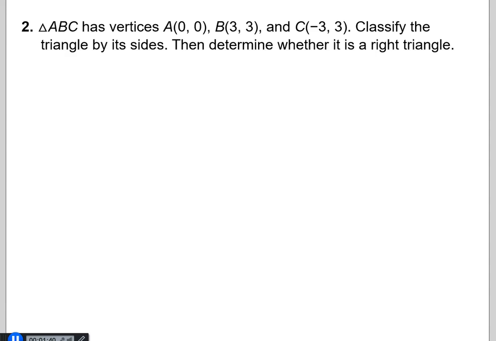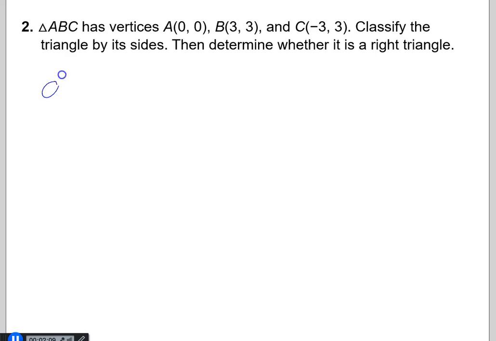Let's start here. Okay, triangle ABC has vertices (0, 0), (3, 3), and (-3, 3). This one's not in your notes. This one's one you just watch, and then the next one I'll let you practice. So we want to classify the triangle by its sides, so we need to know how long the sides are. Does it tell us how long the sides are? No, it just tells us what the endpoints are. So we can use the distance formula for that.